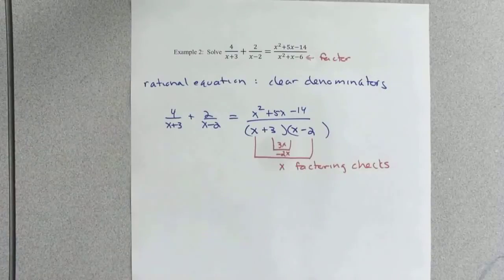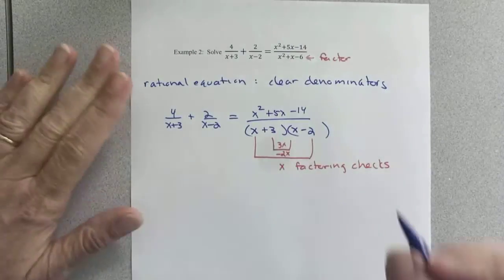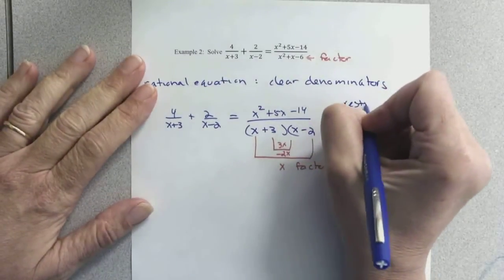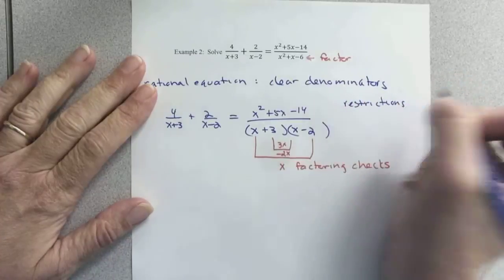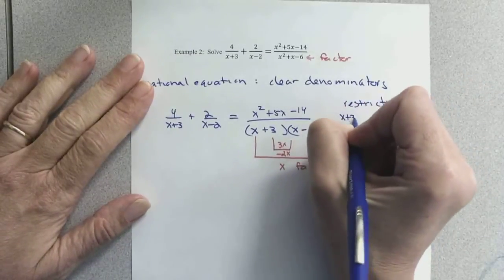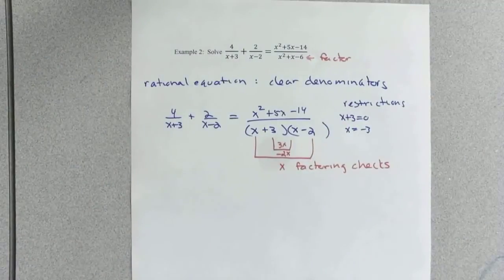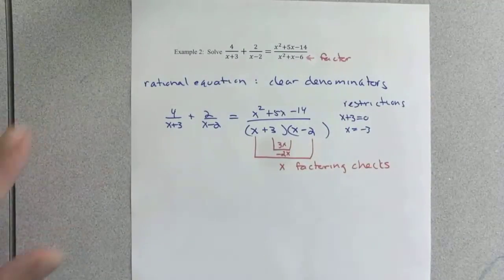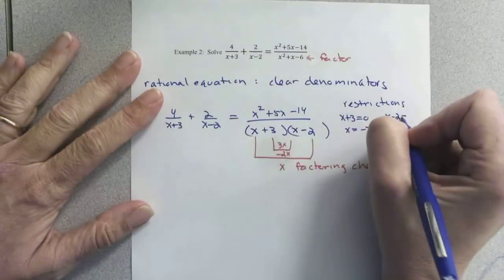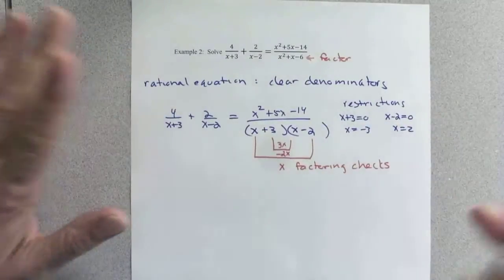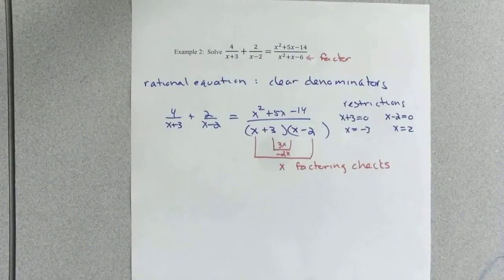Now, one other thing we need to remember about rational equations is our restrictions. Remember, for the restrictions, you can just look at the denominators, set them equal to 0. So I have one restriction of x equals negative 3, and another restriction of 2. And remember, restrictions are the things that I cannot accept as answers.